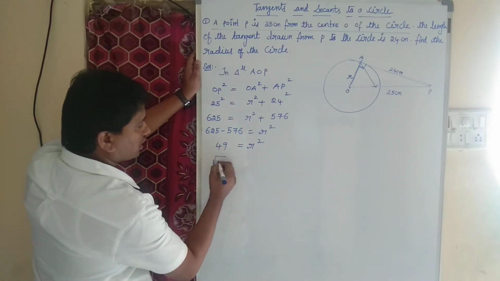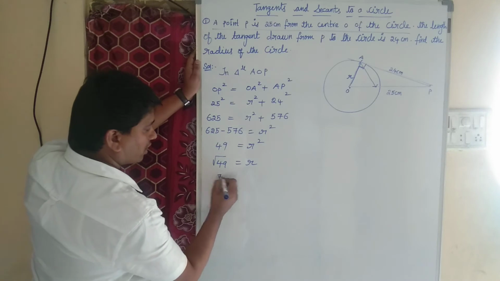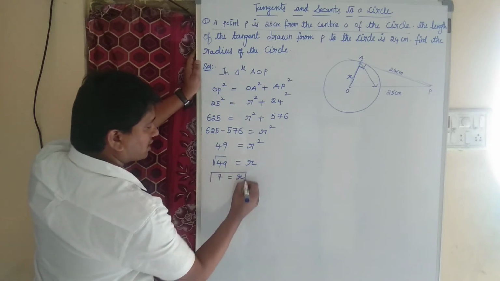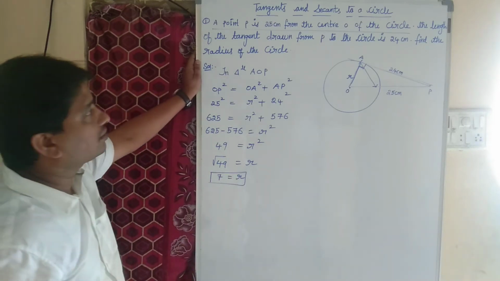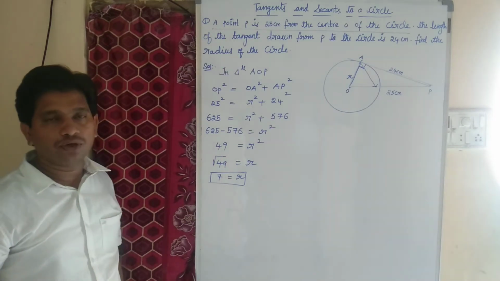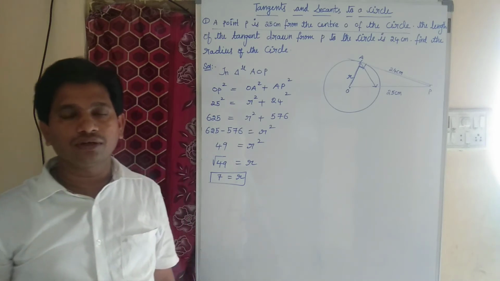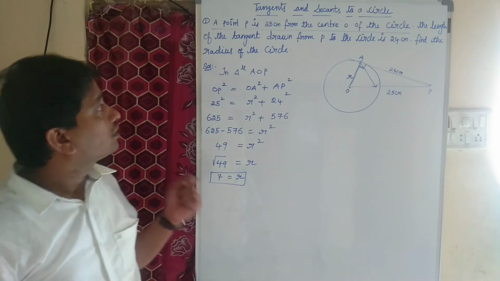Square you transpose children, root over 49 equal to R. So what is the square root of 49? Square root of 49 is 7. So what is the radius children? They are asking to find the radius of the circle. Therefore radius of the circle equal to 7 centimeter. Children, did you understand the question? How they are asking? Yes.